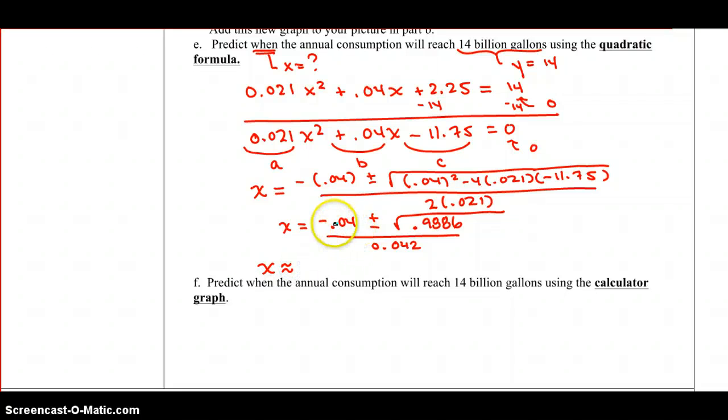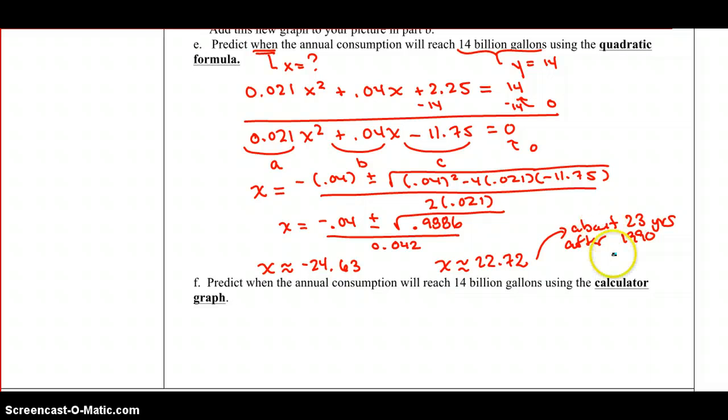So if we take negative 0.04 minus the square root over 0.042, we get about negative 24.63. And if we take negative 0.04 plus this quantity divided by 0.042, we get approximately 22.72. And in the homework, they're going to tell us to round these to the nearest year. So this is about 23 years after 1990, which would be the year 2013.